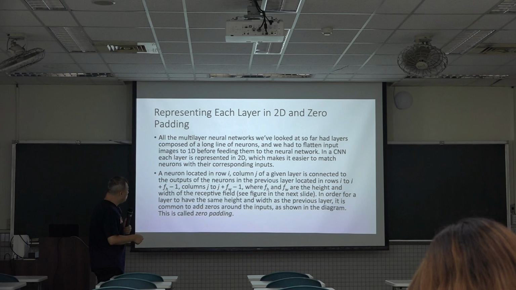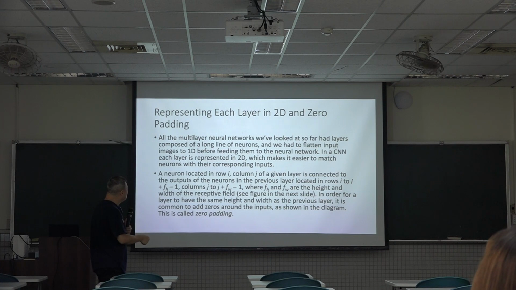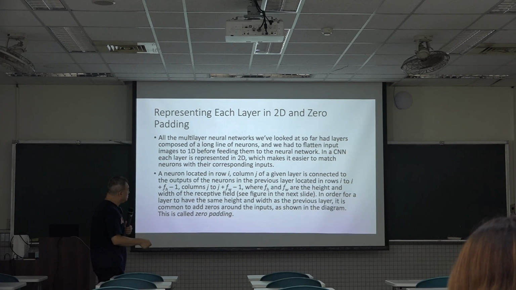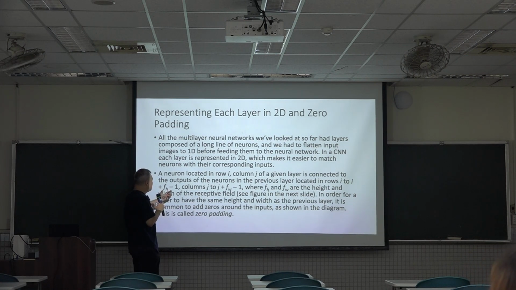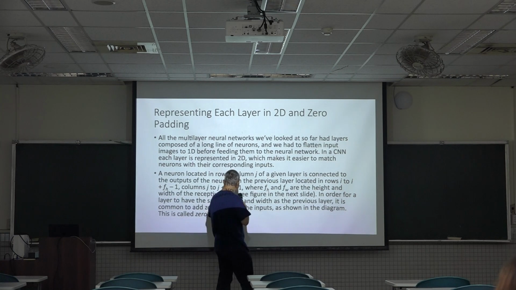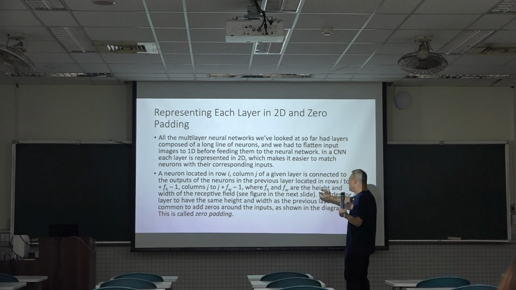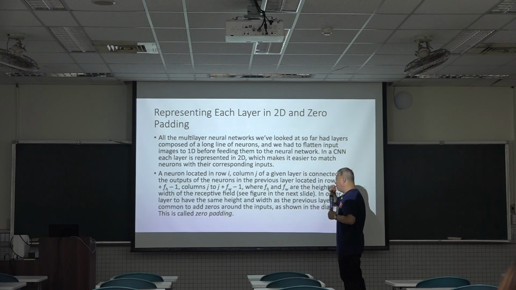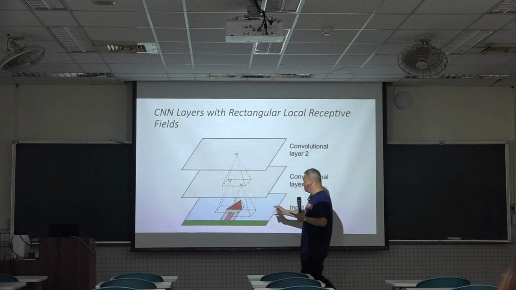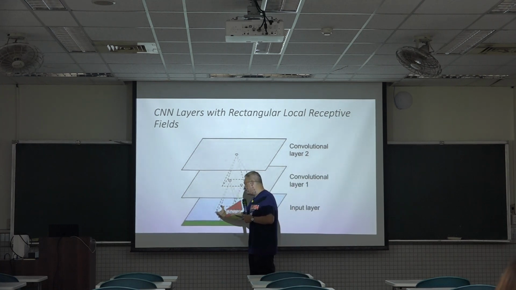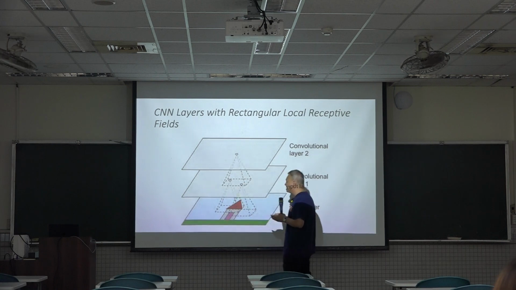So a neuron located in row i, column j of a given layer is connected to the outputs of the neurons in the previous layer located in rows i to i plus fh minus 1, and columns j to j plus fw minus 1. This fh and fw indicate the height and the width of the receptive field. Again, this size indicates the fh, and this size indicates the fw. So basically, something like this.